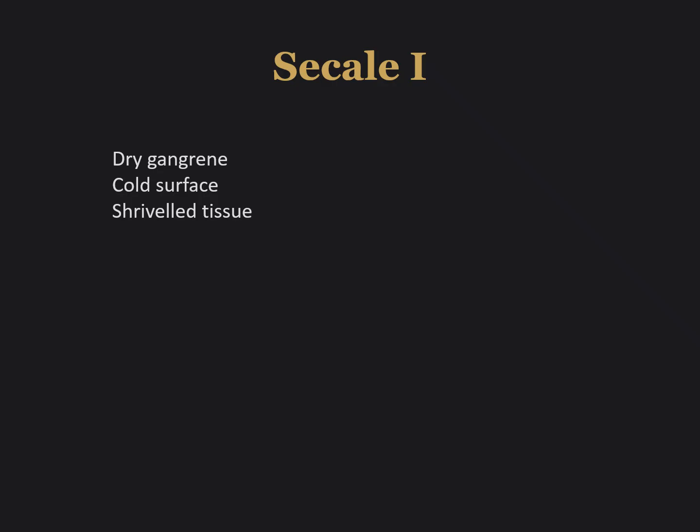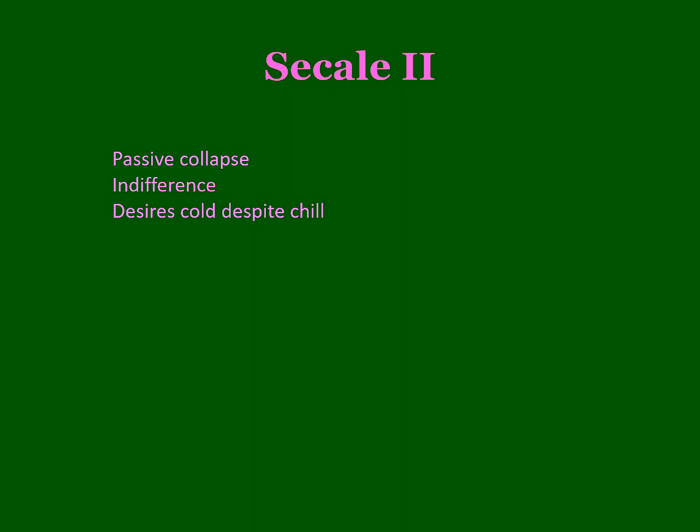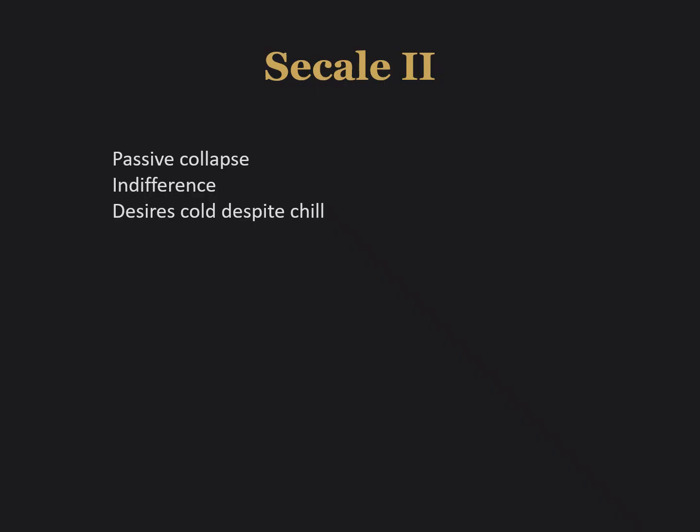The third medicine is Secale cornutum. Now we shift again. Secale represents a very different quality. It shows dryness, shriveling, and cold surface. The destruction is present, but without the same reactive intensity as we see in Arsenicum. Here we may observe a kind of indifference, passive collapse, and very characteristically, desire for cold, even when the body is cold. This contradiction itself becomes a guiding feature for Secale cornutum.